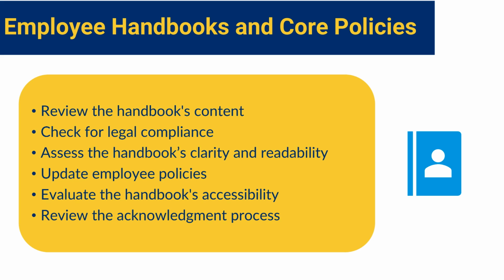Update employee policies. Review your employee policies to ensure they reflect current best practices and address any changes in laws or regulations. Update policies as needed to maintain relevance and effectiveness. Evaluate the handbook's accessibility. Assess how easily employees can access and reference the handbook. Consider providing the handbook in multiple formats, for example, print and digital, and making it available in languages spoken by your employees. Review the acknowledgement process. Ensure that you have a system in place for employees to acknowledge receipt and understanding of the handbook and any updates. Make sure that employees confirm that they understand the updates with hand-signed acknowledgements or digital confirmations.